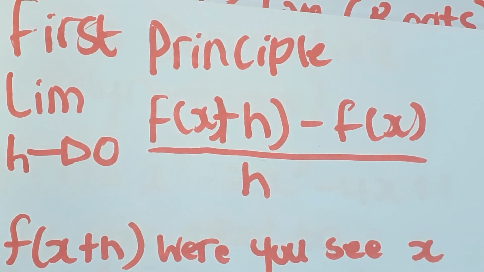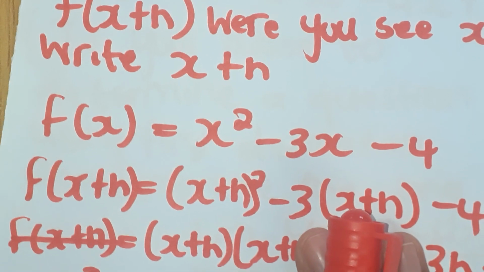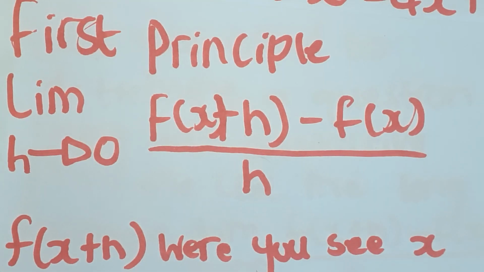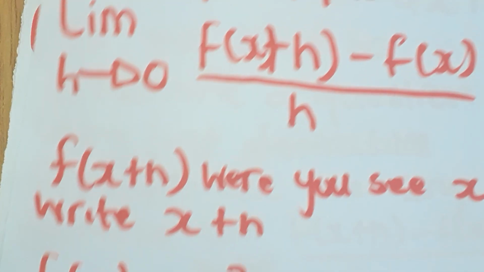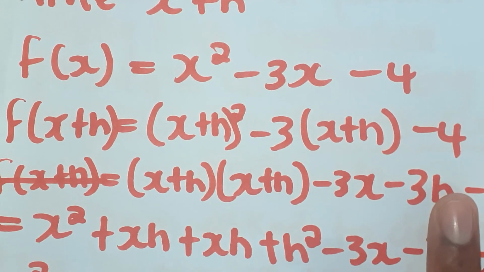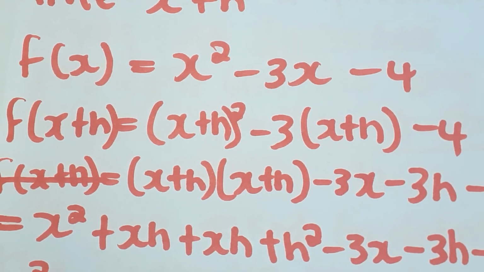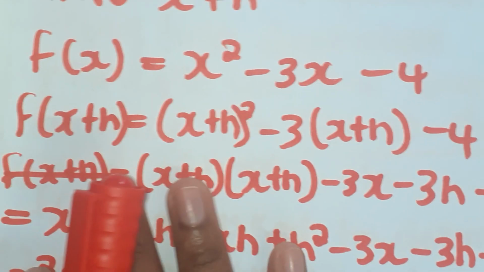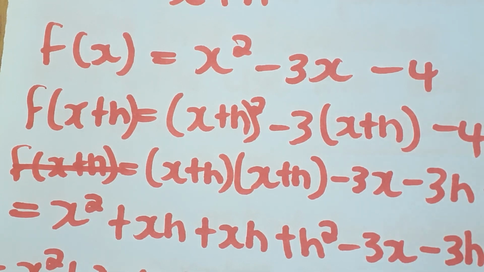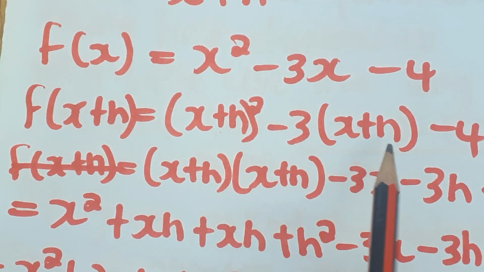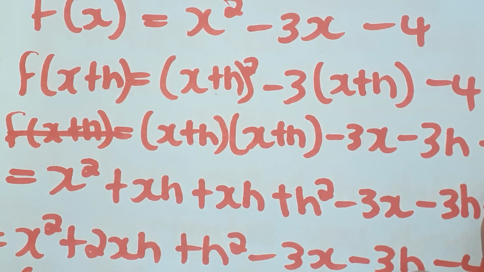If you are told to solve an equation, maybe something like this, using the first principle, this is the formula that you use. This is the formula for the first principle, right? So that simply means that where you see x, write x plus h. So in this equation, we have f at x equals x squared minus 3x minus 4. So you see here the f at x plus h, meaning wherever you see x, you're going to write x plus h. Yes, this is when you're asked to solve with the first principle.